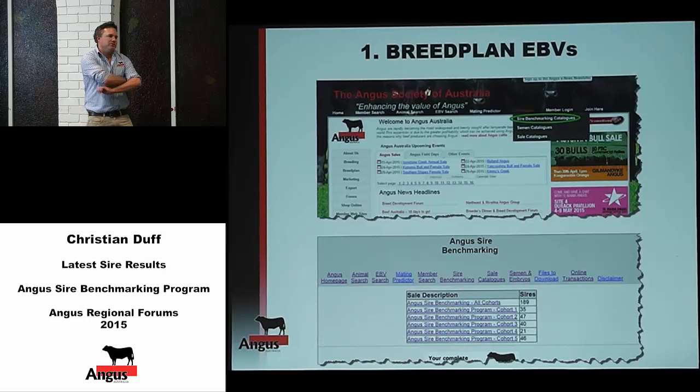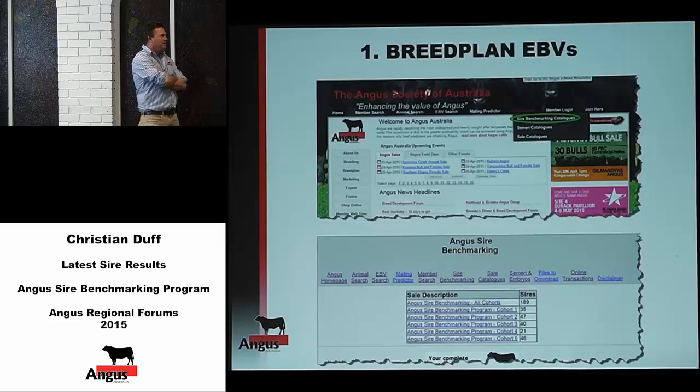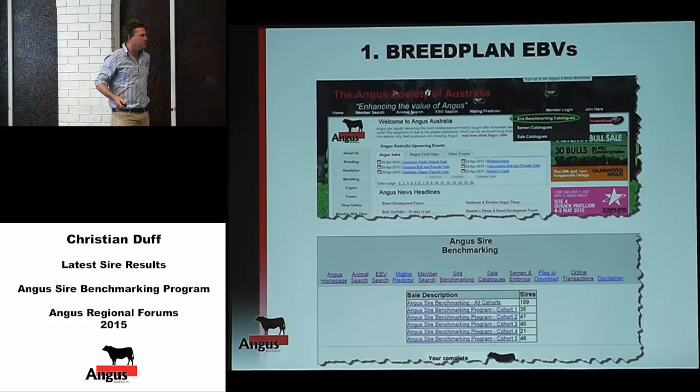How do you access the information? Hopefully you're all aware of where you access your BREEDPLANT EBVs through your standard herd reports, and so on and so forth. But particularly for the Sire Benchmarking, we've got our own little Sire catalogue set up online here. As you can see, you click on Catalogues on the website, then Sire Benchmarking. You then have a catalogue for each of the cohorts, 1 to 5. And you also have an All Cohorts category, so you can sort across all the cohorts as well for a trait.